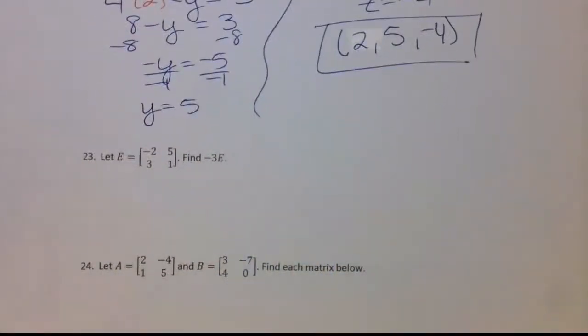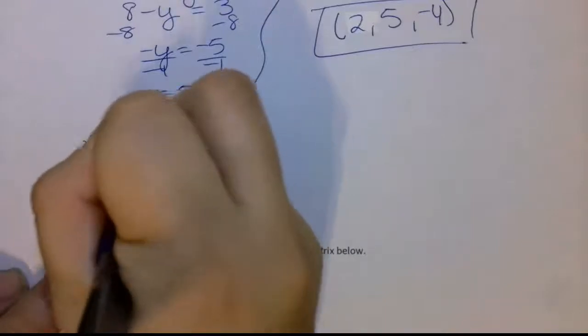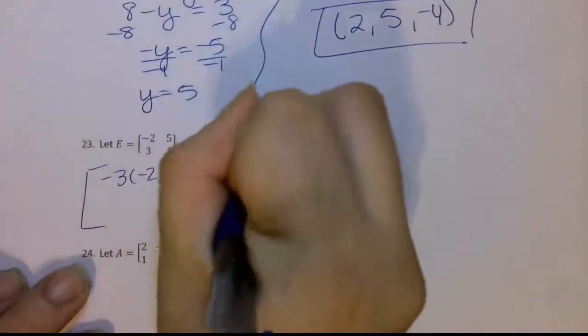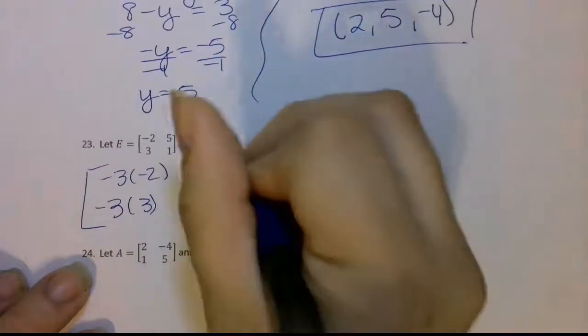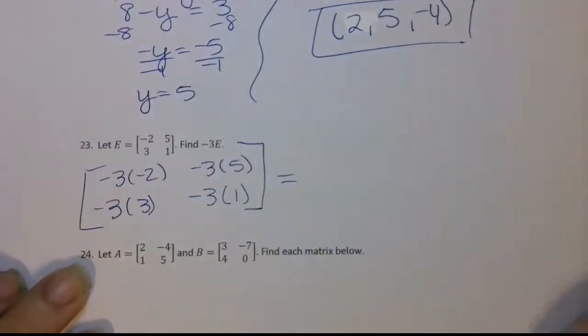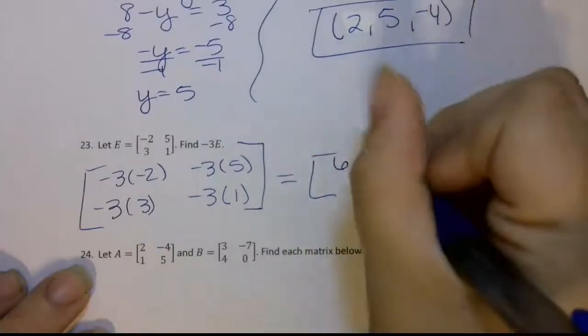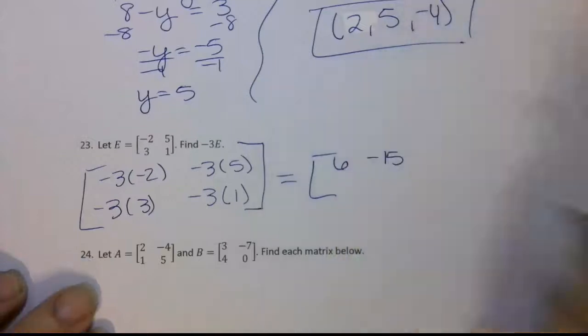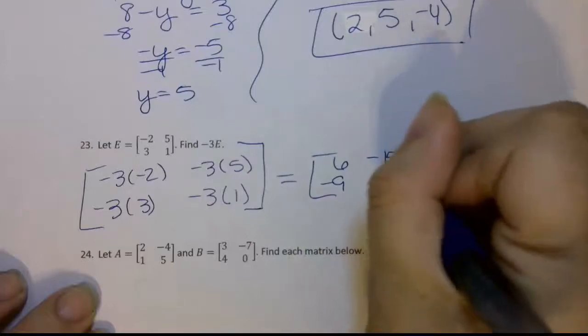Okay. Number 23 is scalar multiplication. All I have to do is multiply each of my terms by -3. So I have -3 times -2, -3 times 5, -3 times 3, -3 times 1. Then I multiply those all. I get -3 times -2 is +6. -3 times 5 is -15. -3 times 3 is -9. And -3 times 1 is -3.